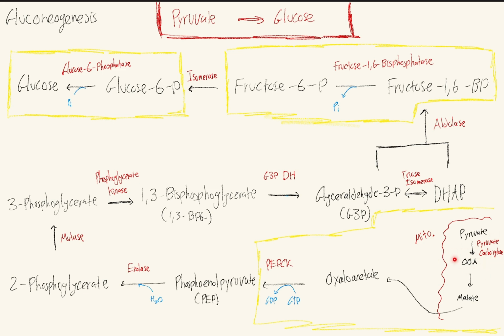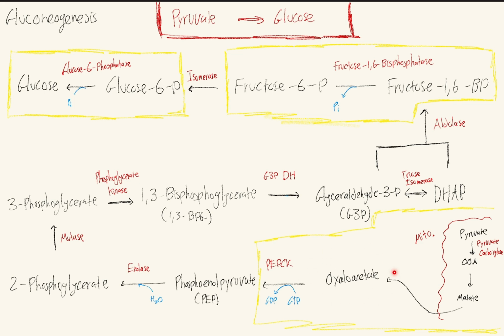Oxaloacetate runs into an issue though, because it can't freely cross the mitochondrial membrane. To combat this, it'll quickly turn into malate, and this malate will exit the mitochondria through the malate aspartate shuttle, which I won't really be detailing too much, but it's a shuttle that allows malate to exit the cell. And so once malate exits the cell, it can reform into oxaloacetate. So this is where we're starting in gluconeogenesis. Oxaloacetate has exited the mitochondria, and it is now in the cytosol, the cytoplasm, and is ready to work its way back into a glucose molecule.